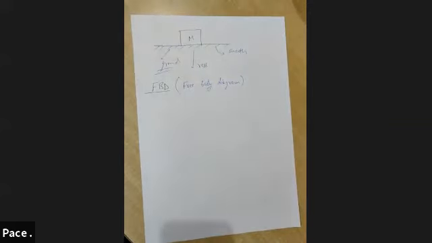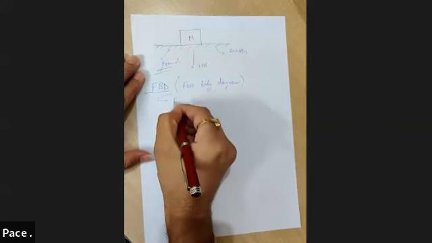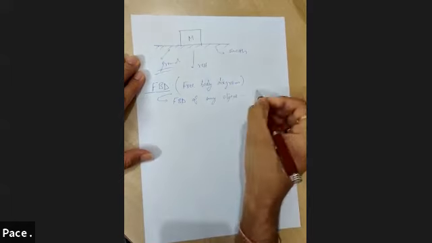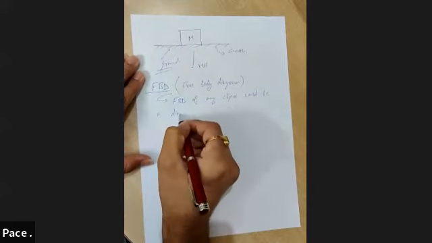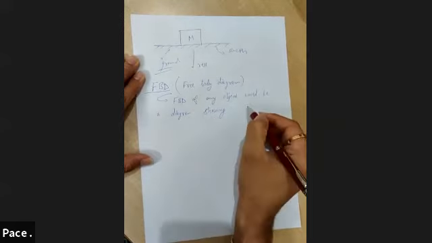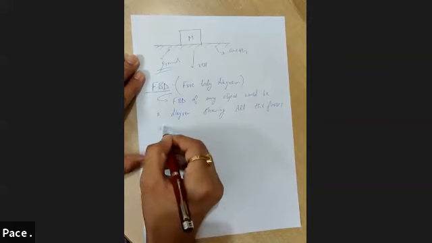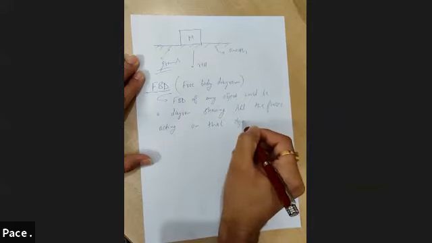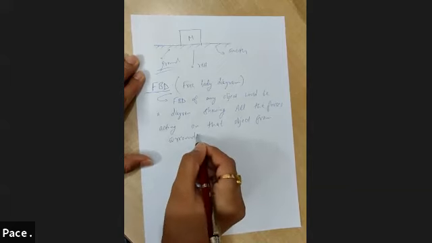Okay. What is free body diagram? In free body diagram of any object, FBD of any object would be a diagram showing all the forces acting on that object from surrounding.